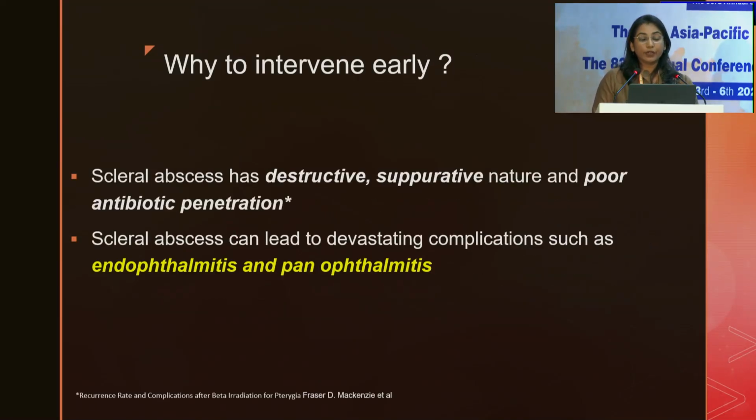Now, why should we intervene? It has been said, and we all know, that scleral abscess is of a destructive, suppurative nature and has very poor antibiotic penetration. It can lead to devastating complications like endophthalmitis and panophthalmitis, and we can lose the globe.